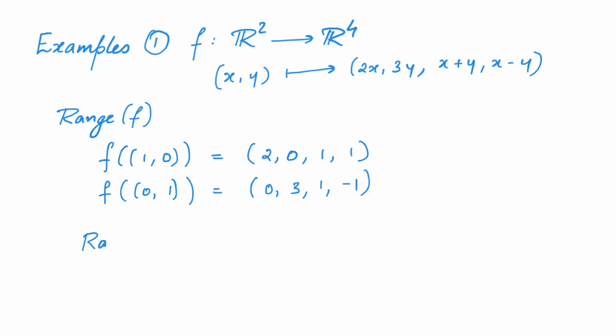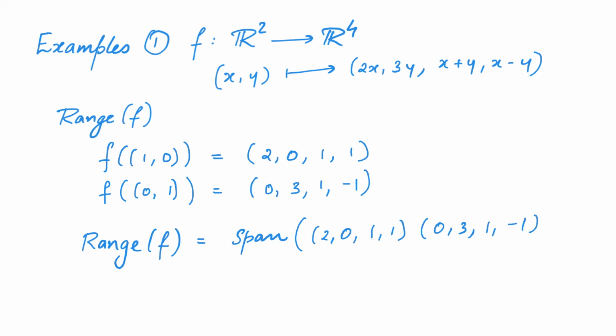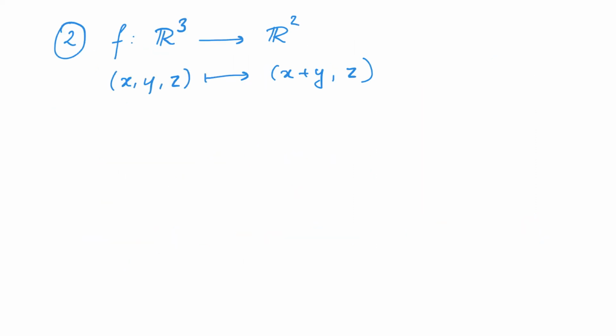Therefore, range of f would be the span of these two vectors. Namely, it's the span of 2, 0, 1, 1 and 0, 3, 1, minus 1. In this way, we could find the range of f. Notice that in this example, the dimension of range of f is equal to dimension of the domain. And this is no coincidence. We will see later that this is the case whenever f is an injective function. But that's a story for a later day.